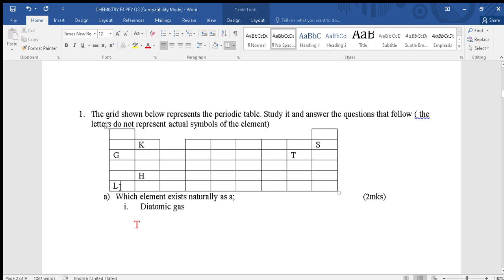When you go down the group, the atomic radius increases. But when you go across the period, the atomic radius decreases. And there's a reason. When you're going down the group, the atomic radius increases because of increase in number of energy levels. But when you go across the period, atomic radius decreases due to increase in number of protons, which increases the nuclear force of attraction.